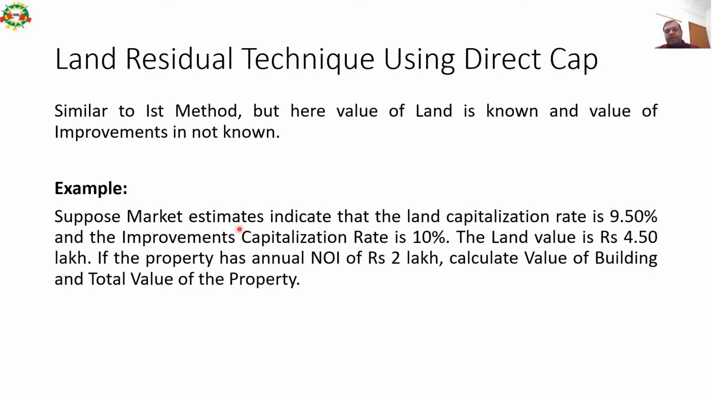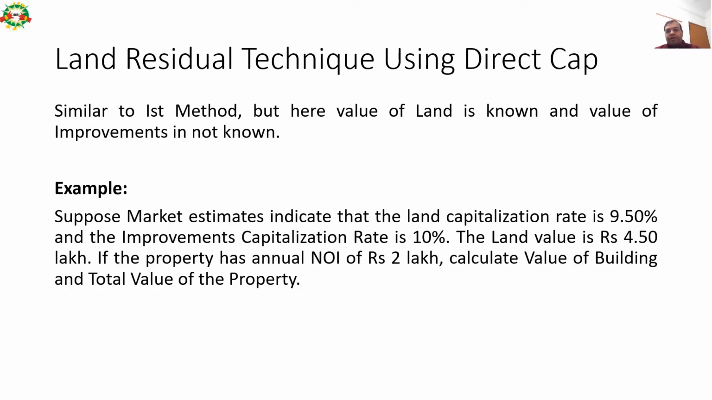Suppose market estimates indicate that land capitalization rate is 9.5% and the improvements capitalization rate is 10%. The land value is 4.50 lakh. Property has annual NOI of 2 lakh. So calculate value of building and total value of property.